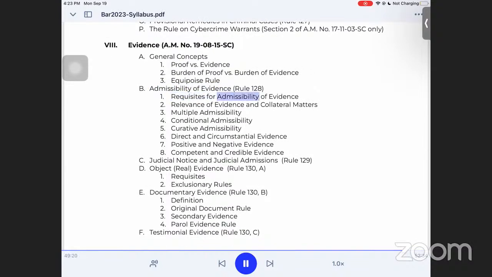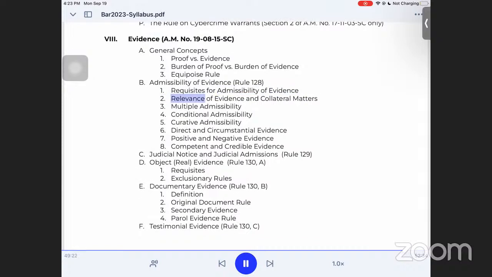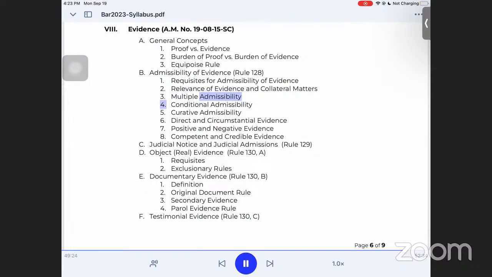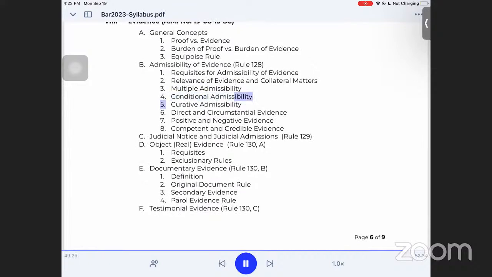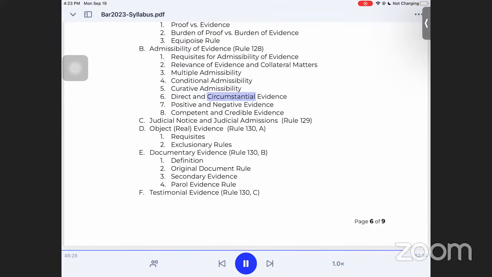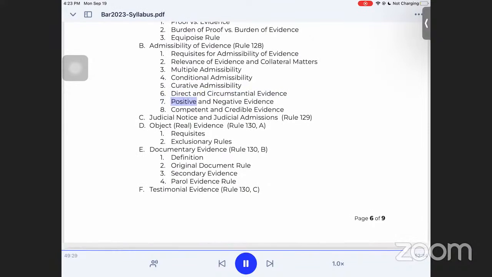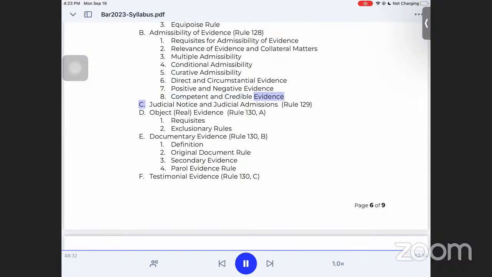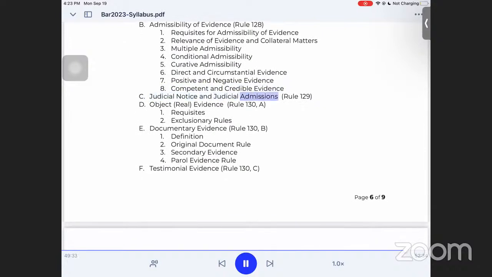1. Requisites for admissibility of evidence; 2. Relevance of evidence in collateral matters; 3. Multiple admissibility; 4. Conditional admissibility; 5. Curative admissibility; 6. Direct and circumstantial evidence; 7. Positive and negative evidence; 8. Competent and credible evidence. C. Judicial Notice and Judicial Admissions, Rule 129.